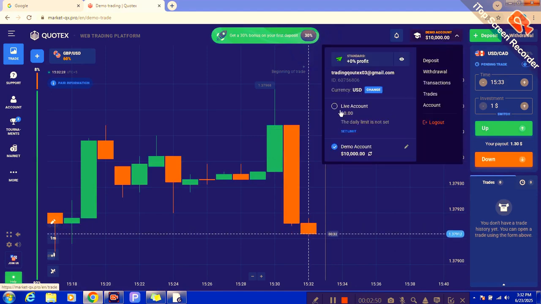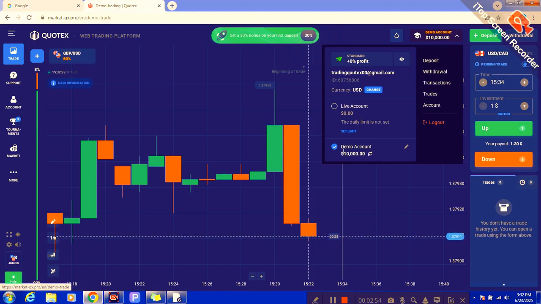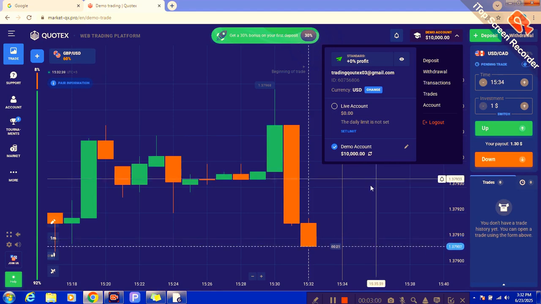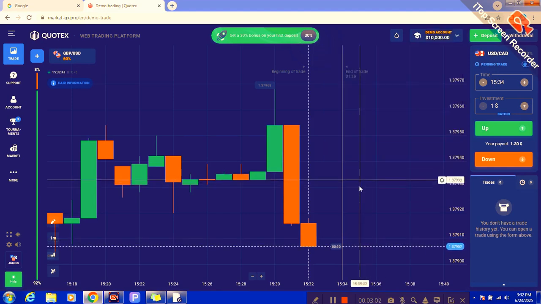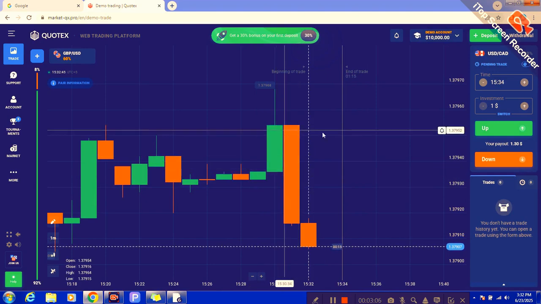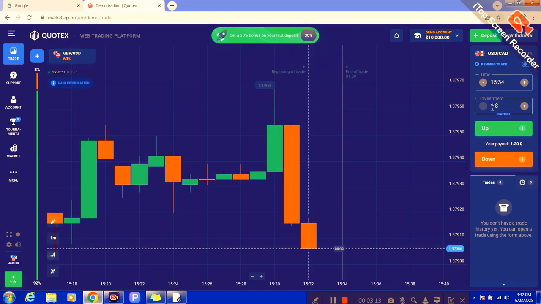One is the live account where we put real money, and the other is the demo account. In the demo account they give you $10,000. It's fake money, but you can trade with that money and practice on it. Here is the balance, and here you can put your investment amount.